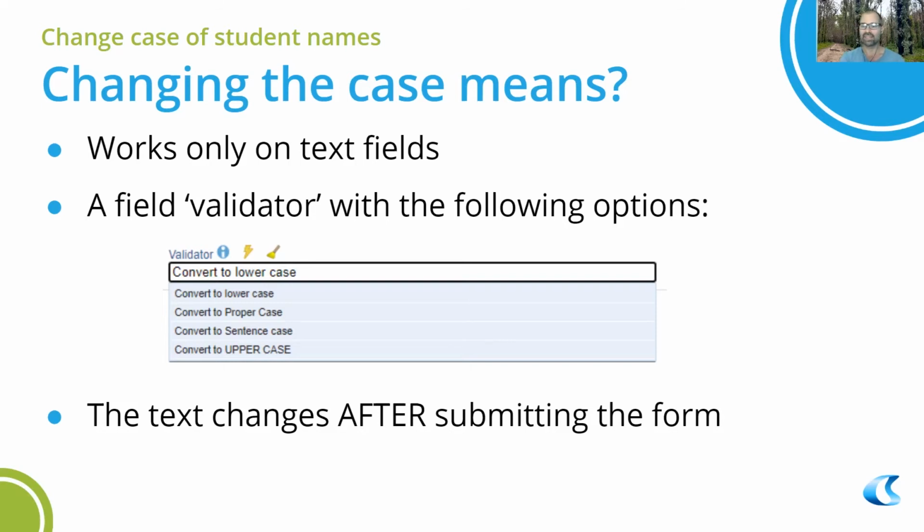Now be aware that the text changes after submitting the form. So someone enters it in lowercase and they'll submit it in lowercase. They'll see it as lowercase. It doesn't get changed until it's been saved. And so from the admin perspective, you're going to see it after it's been changed.